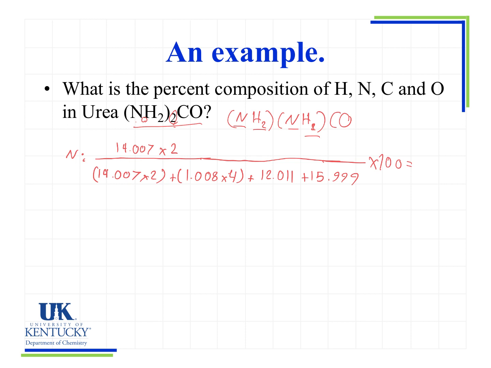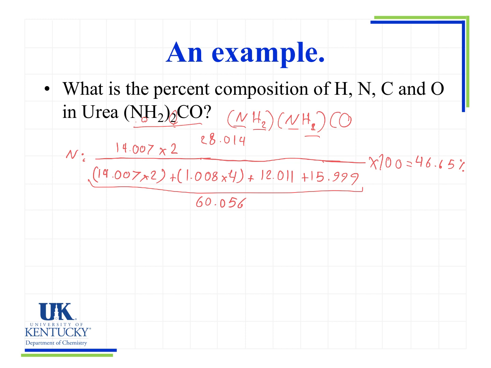If you do that, the denominator is 60.056, and the numerator is 28.014, and the answer is 46.65%. Okay, so 46.65% of the mass of urea, of this molecule, is nitrogen. It means if we have 100 gram of urea, we have 46.65 gram nitrogen.